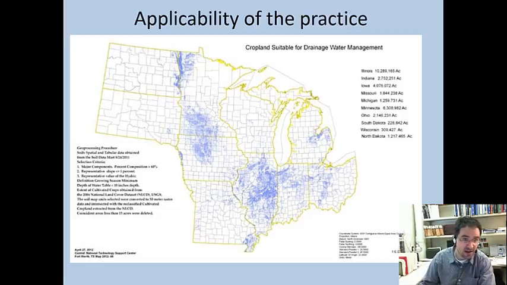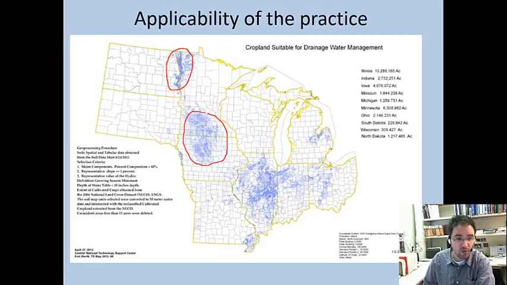And what we see is that we see a range in that applicability. We see a fairly substantial area up in the Red River Valley of the North, with the applicability of the practice. And certainly if you've been up in that region, it's very flat. And so I like to think of drainage water management as working better on sites that are very flat, maybe uniform flatness.